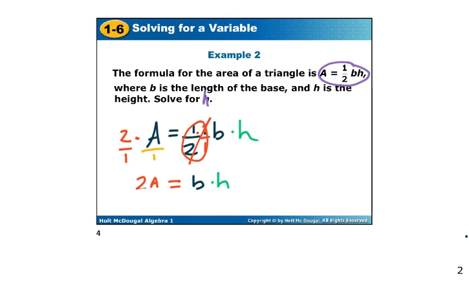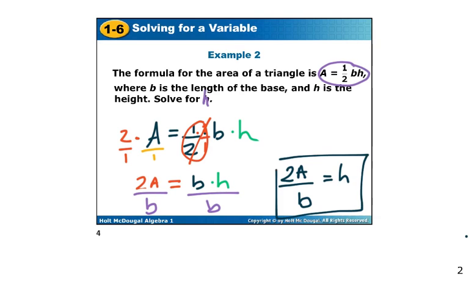Now, in order to get that b away from the h, we're going to undo multiplying by b, which means we'll divide by b. And so we're left with 2a over b is equal to h. Taking a look at a comparison here, notice that the 2 used to be in a denominator, now it's in the numerator, so that flipped. The b used to be multiplied, and now it's divided, so that flipped. A lot of times you can check yourself in a quick way by just looking for the opposite operation.